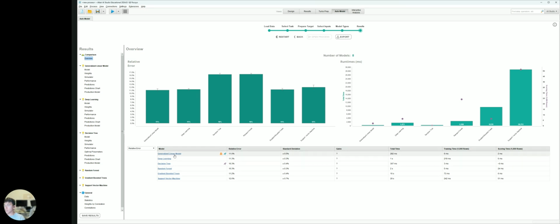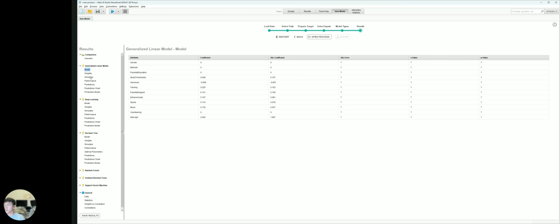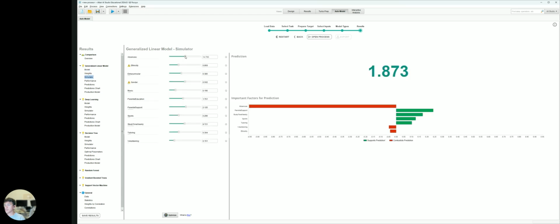So now that it's done, we can see the generalized linear model. We can see the simulator to see if we put up the absences, the prediction for the GPA is going to go way down. If you have 29 absences versus 0, it's a huge difference in GPA, whereas things like gender, you don't really have a difference between 1 and 0.